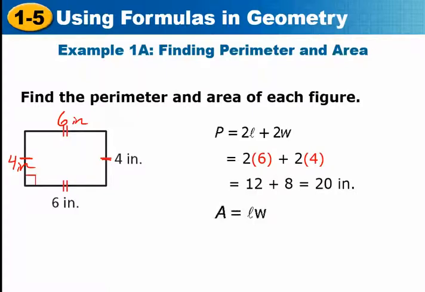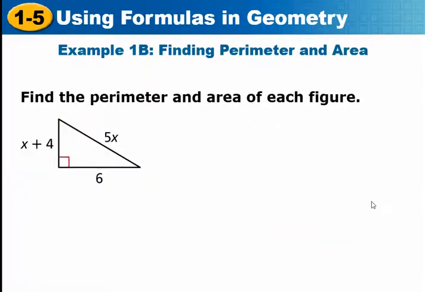The area is length times width, so 24. Note the units. For perimeter, we say 20 inches. For area, we say 24 inches squared. Simple enough. Here is a triangle, and you'll see this time we have to use some algebra.